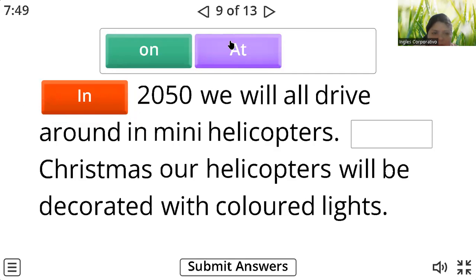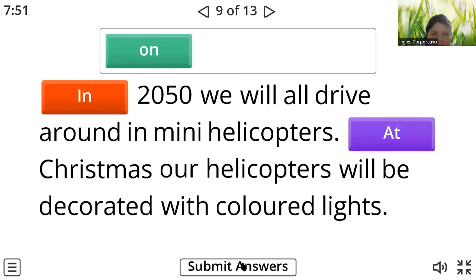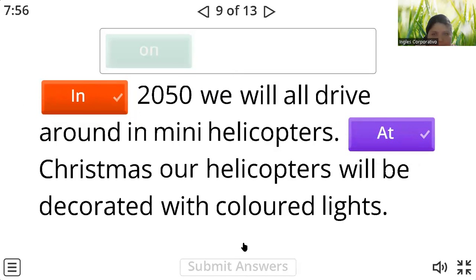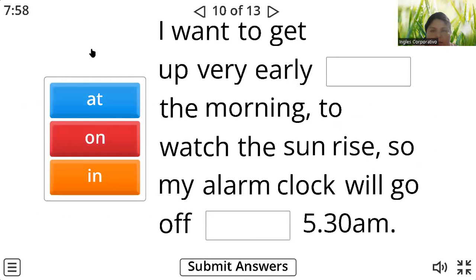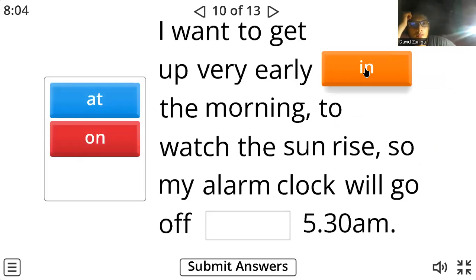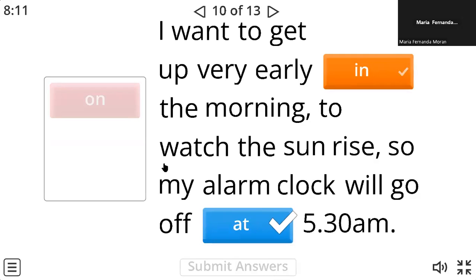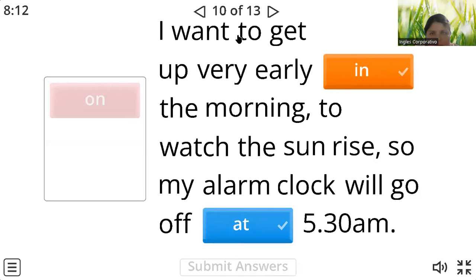At Christmas, helicopters will be decorated with colored lights. So let's see. Good. At Christmas. I want to get up very early in the morning. Okay. At. Excellent. So we're missing some, like two more. What do you think?